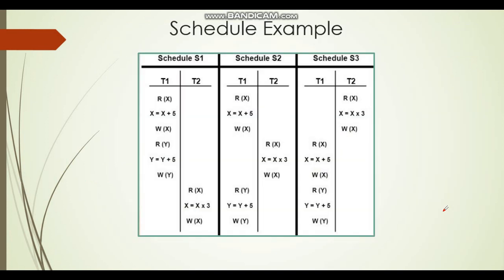Next, again this is an example of a schedule. You can see S1, S2 and S3. S1 has 2 transactions, T1 and T2. Again, S3 has T1 and T2.